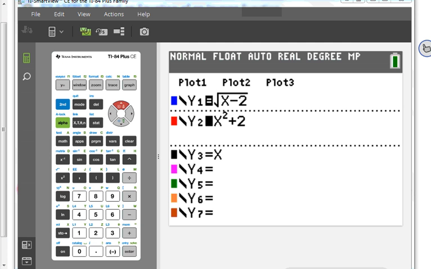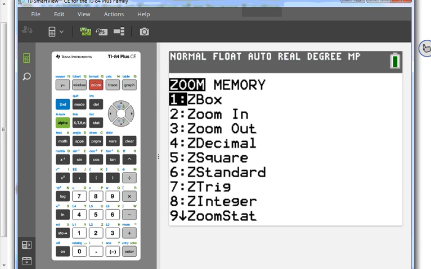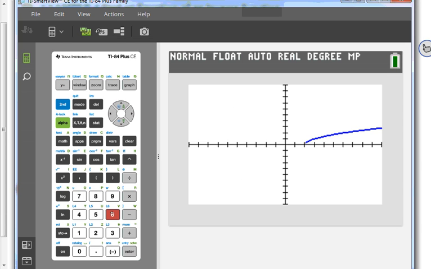So I have my 3 equations. The first one, the square root of x minus 2, that's the original function. y2 is x squared plus 2. That's my inverse. And y3 is y equals x. That's the line they reflect across. Now I'm going to graph one at a time. I'm going to start with y1 only. You can see that y1 has the equal sign that's darkened. It's only going to graph that one. So I'm going to do zoom 6, and there's the graph.